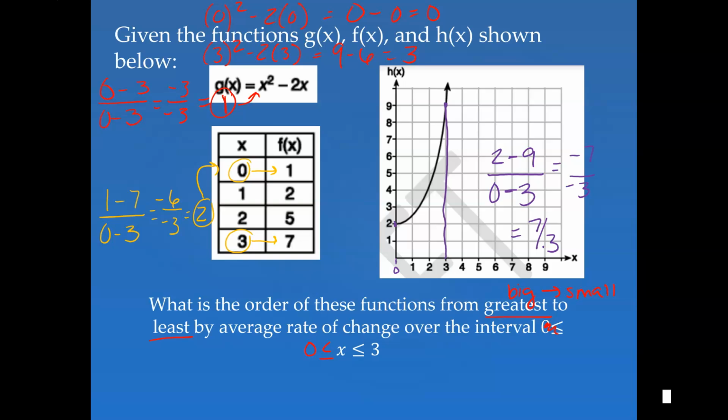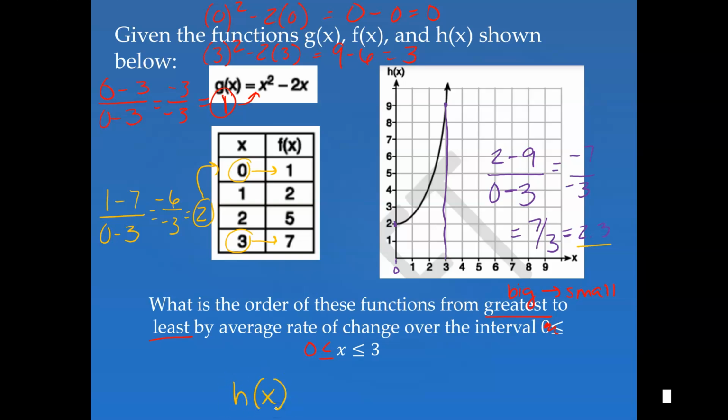I would get the decimal for that since we're comparing. I know I said average rate of change, I like them in fraction form, but since we're comparing, let's put it in decimal form, and it's going to be 2.333, that repeating decimal. So we're just going to put 2.3 just so we can compare it. So I want to put it from biggest to smallest. So who is the biggest? Well, 2.3 is the biggest, so that means h of x is the biggest.